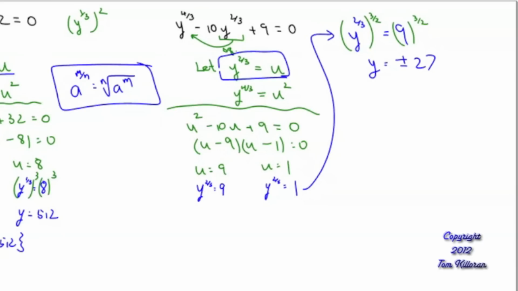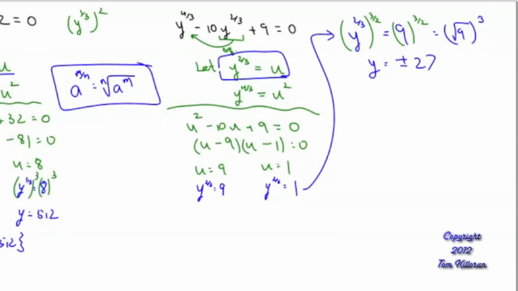Right here, yeah, then the 2 represents a square root. The square root of 9 is? 3. The top number is a cube. 3 cubed, 27. But yes, you can write this as the square root of 9, and then you're going to cube it. It means the same thing.